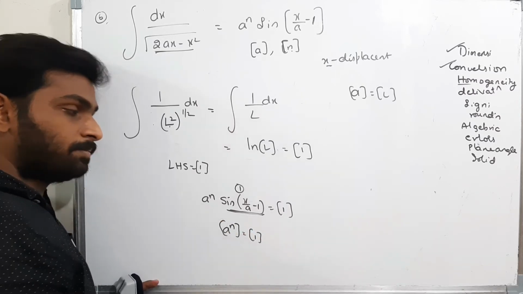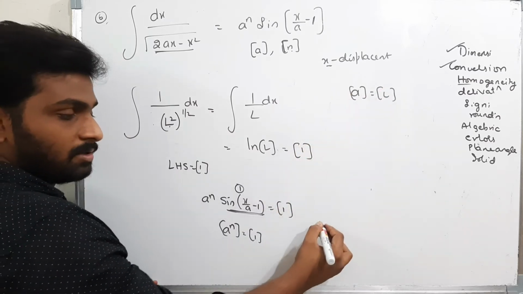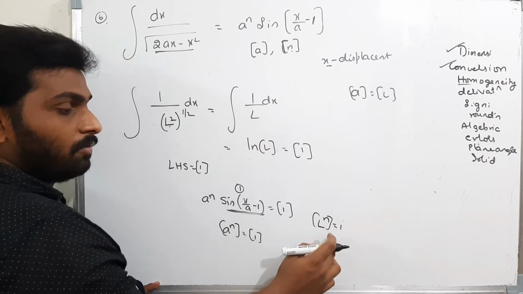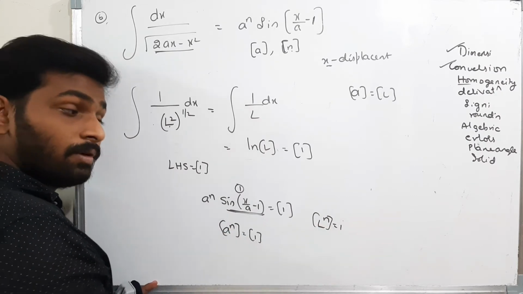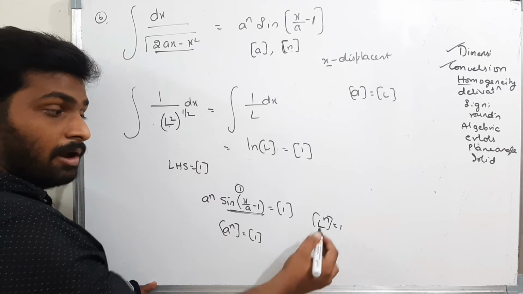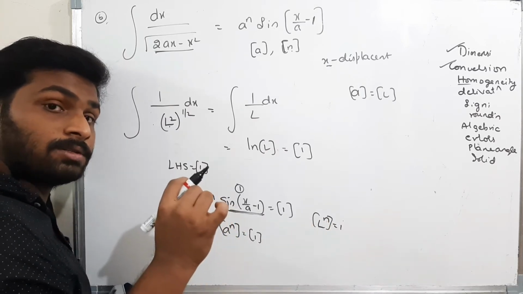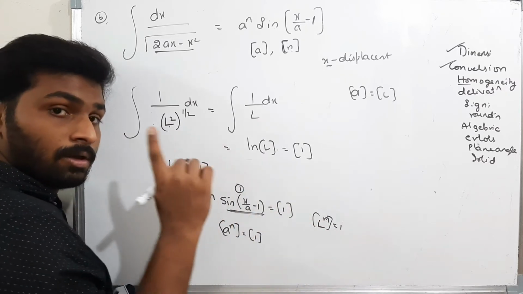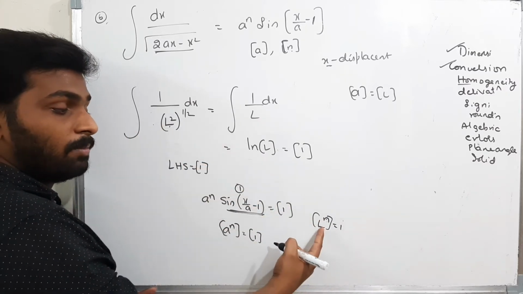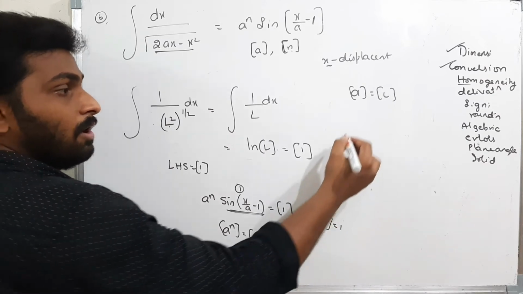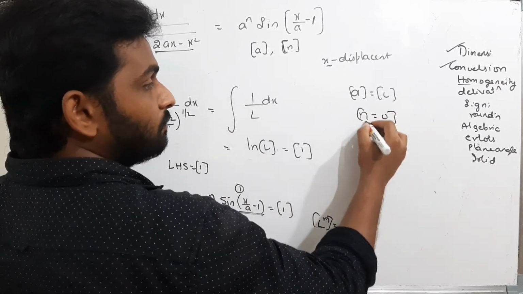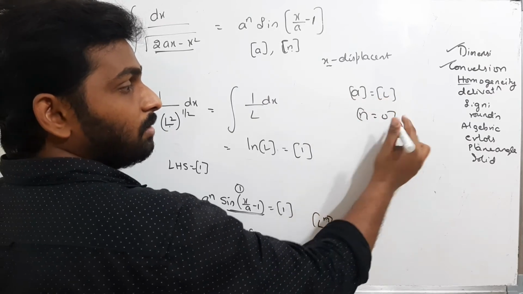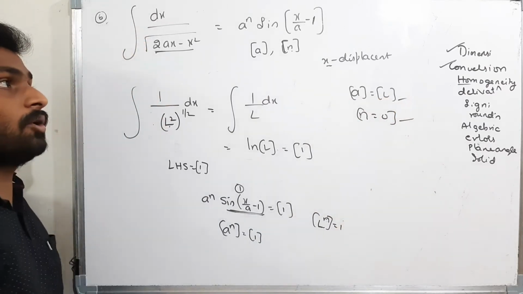When this will become 1, already I got A as L. That is, L power n must be equal to 1. When will this be 1? Anything power 0 is equal to 1. Therefore, when n value is 0, then I will get L power 0 as 1. Therefore, finally n value got as 0. Therefore, dimension of A is nothing but L and the value of n is nothing but 0. I think this is clear how to solve this problem.